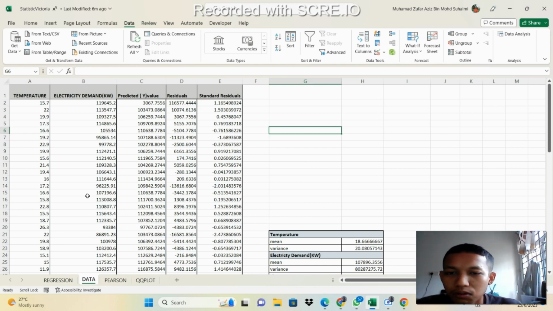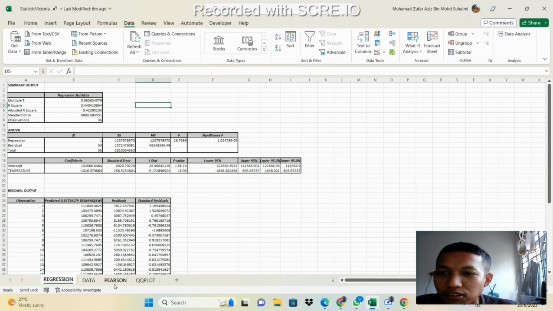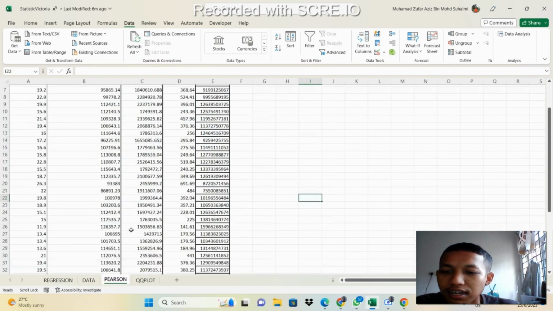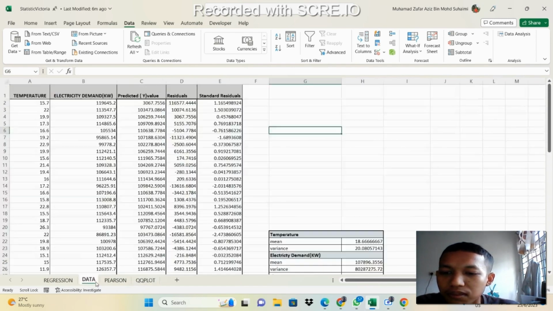So, without further ado, I'm going to explain the demonstration on Excel. I want to introduce my four kinds of data: the first one is the regression data row, the second one is the regression, the third one is the Pearson correlation, and the last one is the QQ plot. I'm going to explain the data row first.